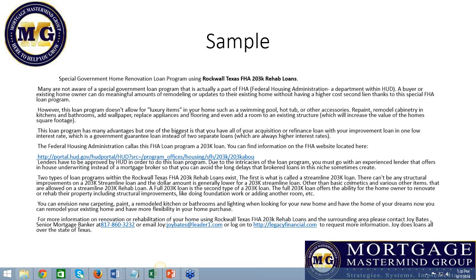The first is called the Streamline 203K. There can't be any structural improvements on a 203K Streamline loan, and the dollar amount is generally lower, other than basic cosmetics and various other items that are allowed on a Streamline 203K rehab loan. A full 203K loan is the second type of 203K loan. The full 203K loan offers the ability for the homeowner to renovate or rehab their property, including structural improvements like doing foundation work and adding another room, etc. You can envision new carpeting, paint, and a remodel.